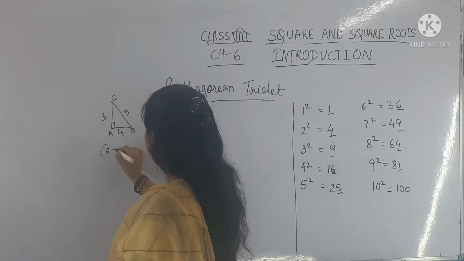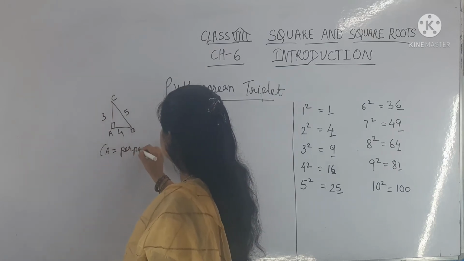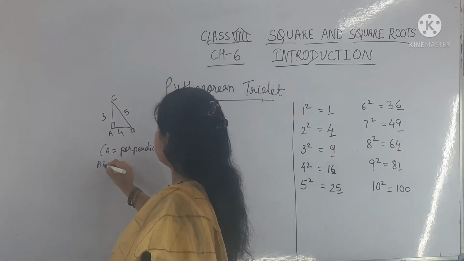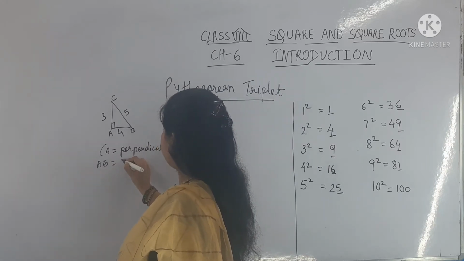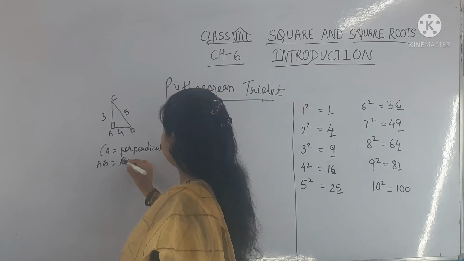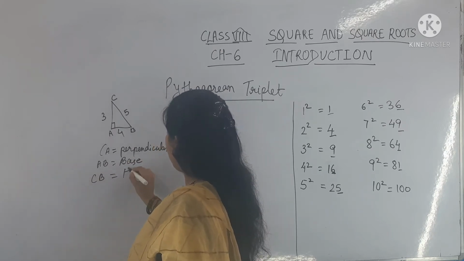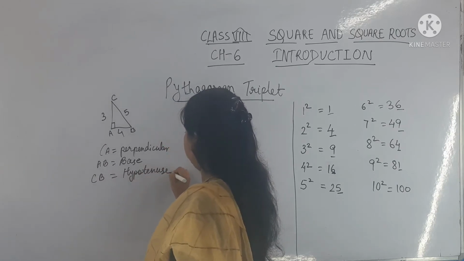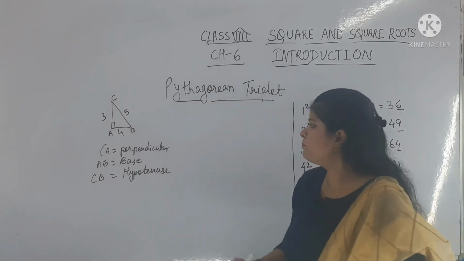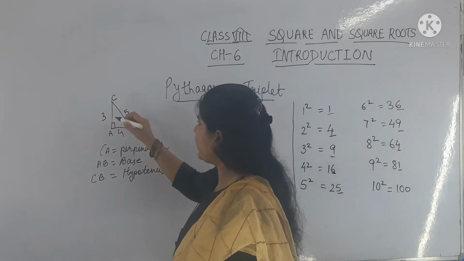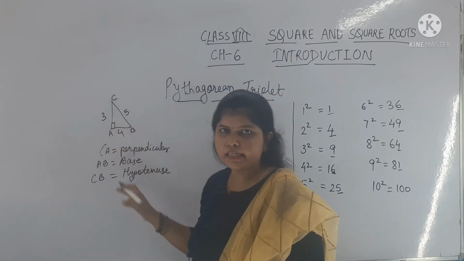We have the perpendicular here, CA is the perpendicular. AB is the base and CB is equal to the hypotenuse, like this. Okay, we can use the Pythagoras theorem in the right angle triangle only.